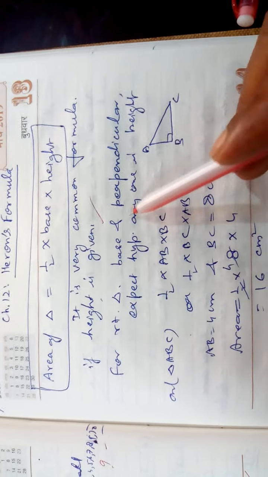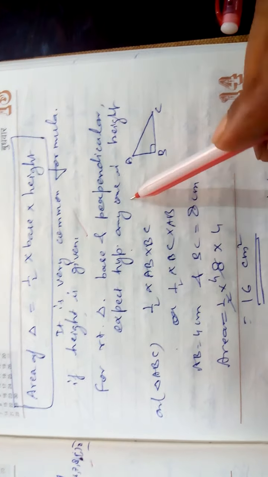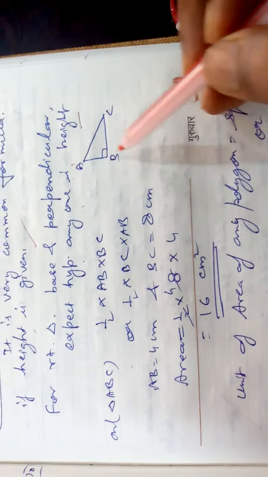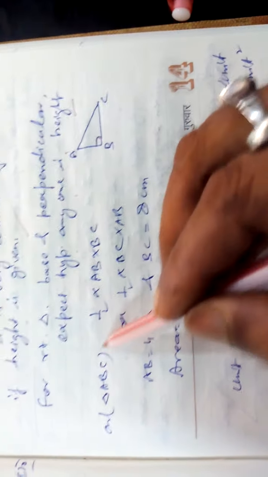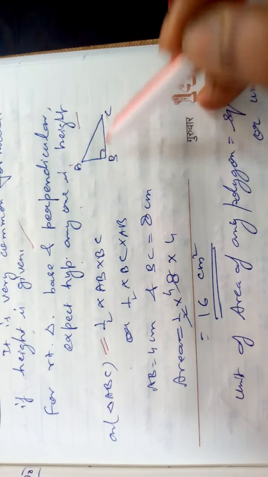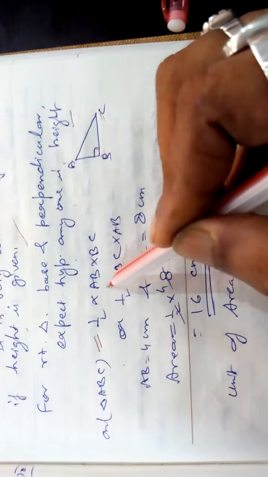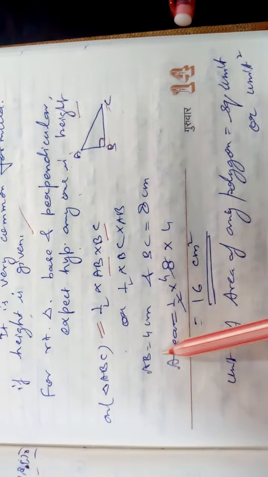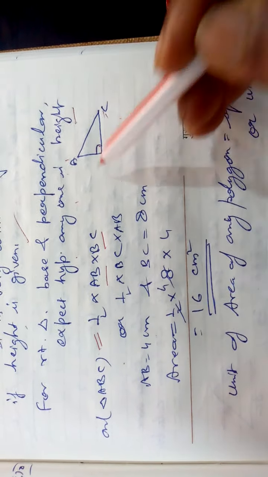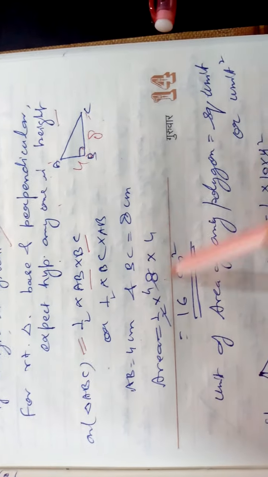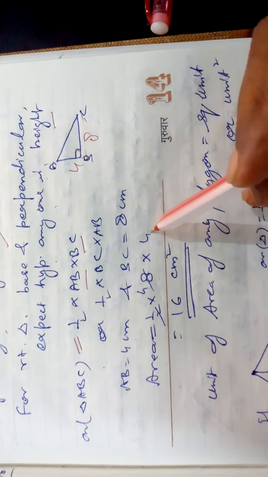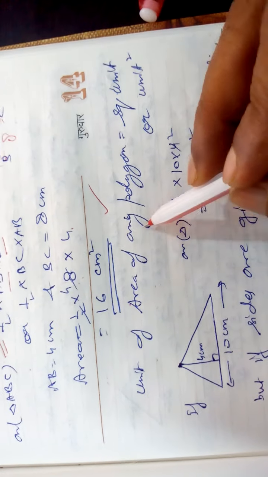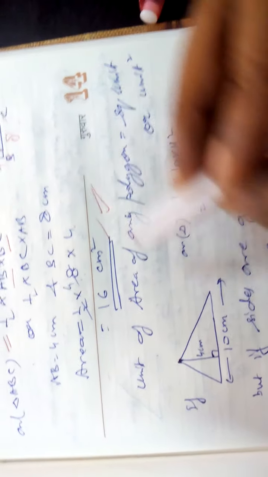For a right triangle, base and perpendicular, except the hypotenuse, any one is height. Like this, ABC is a right triangle, 90 degrees is here. So area of the triangle is half into BC into AB or AB into BC. Any one will be height and any one will be base. If AB is 4 centimeter and BC is 8 centimeter, half into 4 into 8 gives you 16 centimeter square, which is the unit of area.